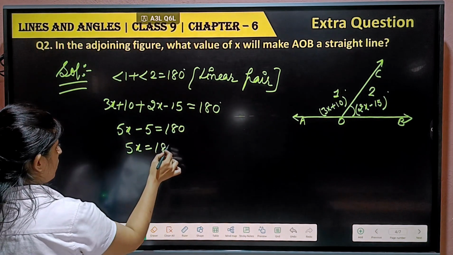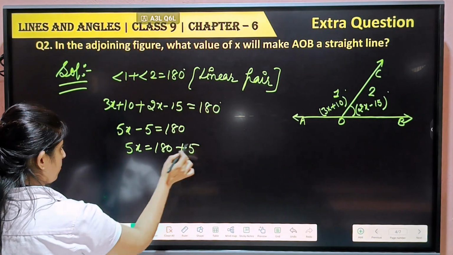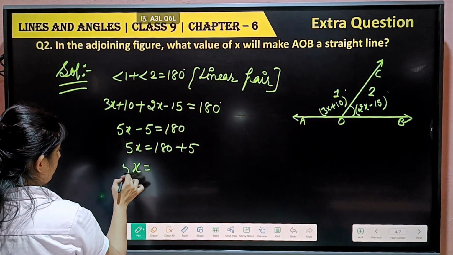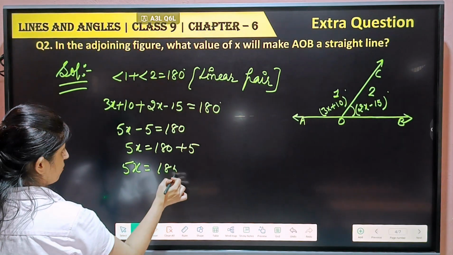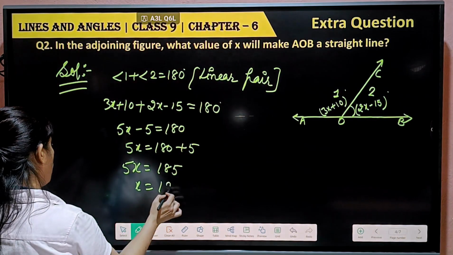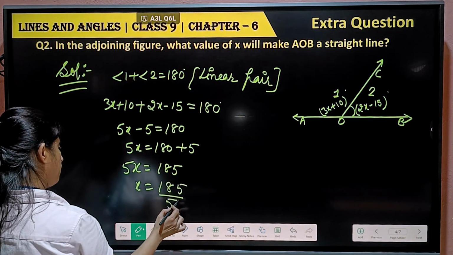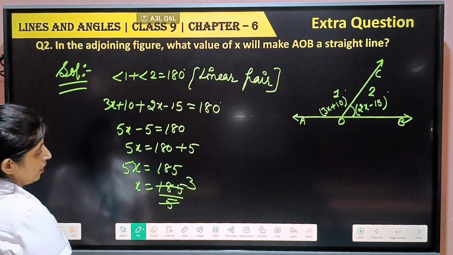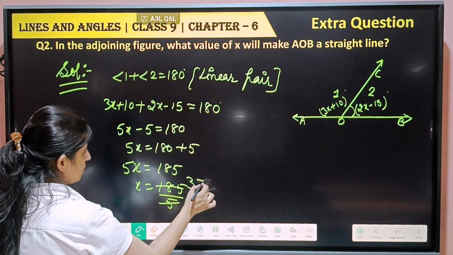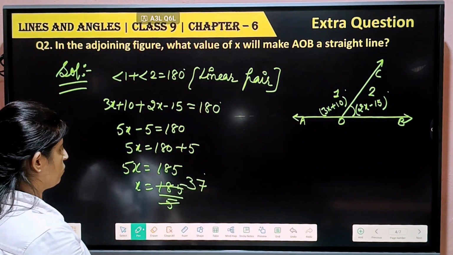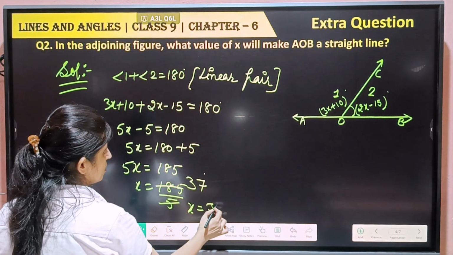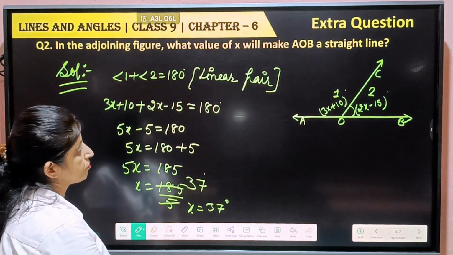5x is equal to 180 plus 5. 5x is equal to 185. x is equal to 185 by 5. 5 3s are 15, 5 7s are 35. Okay, so the x value came to 37 degrees.